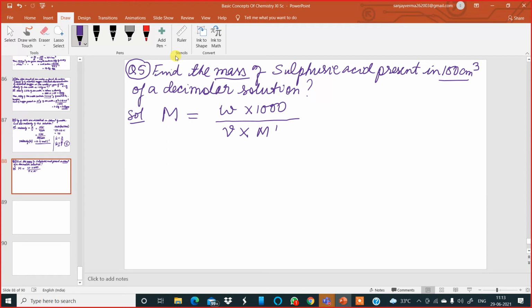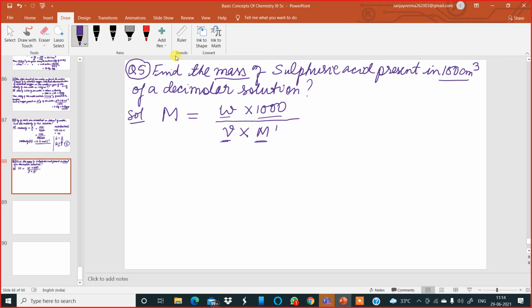Yes, sir. The formula is M = w × 1000 / (v × M'). Now this small w means the mass of the solute, 1000 is there, small v means the volume of the solution in liters, and M' means the molecular mass of the solute.